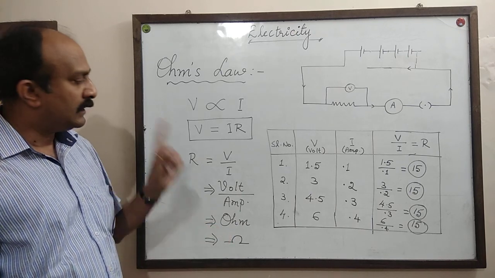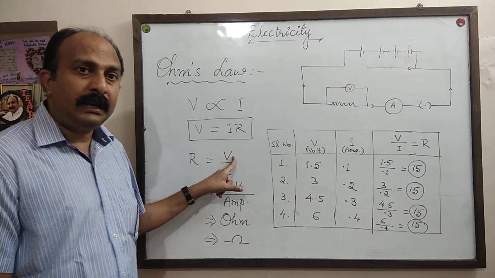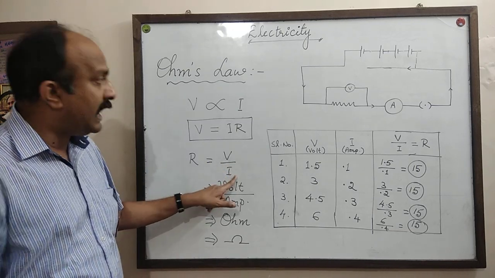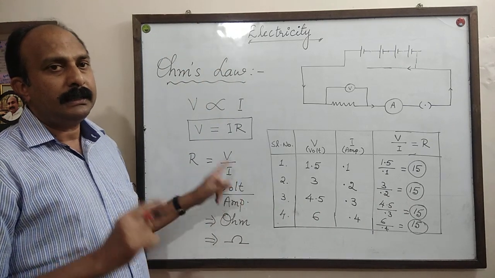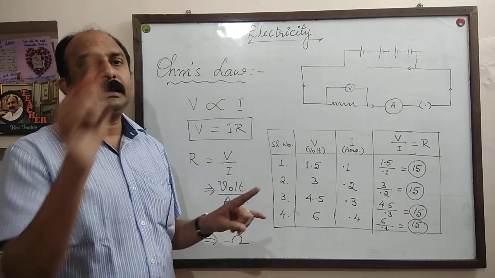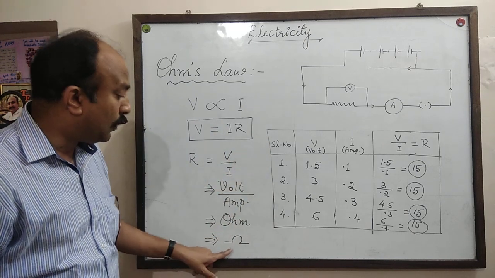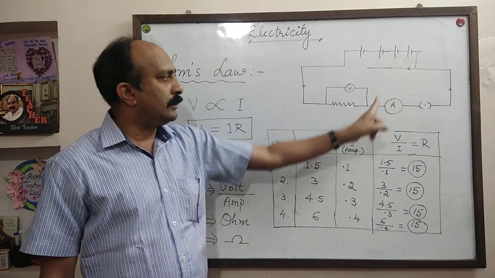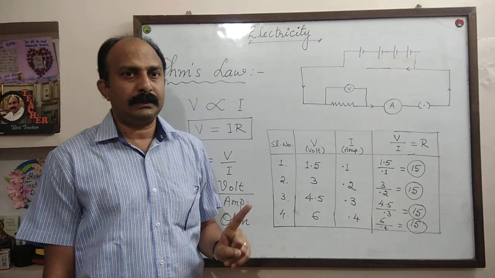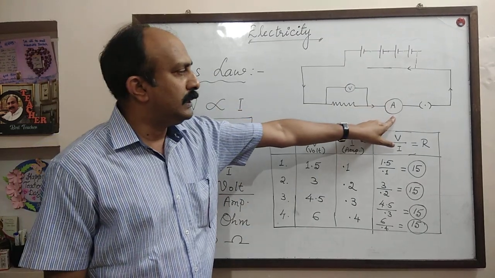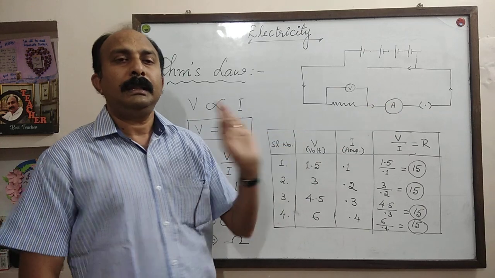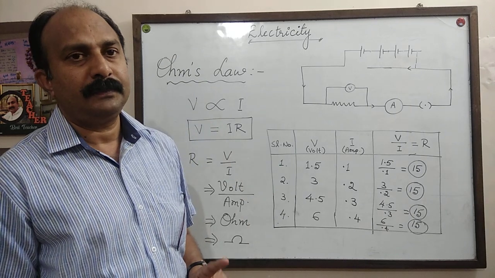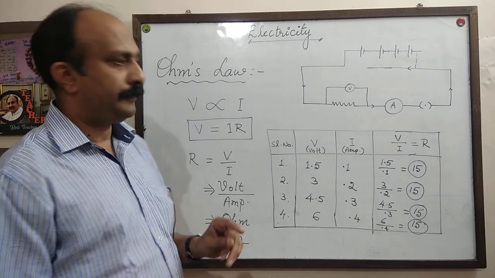What does it mean? When a potential difference of 1 volt produces an electric current of 1 ampere in a circuit, then the resistance of that conducting wire will be 1 ohm. I repeat, when the potential difference across the two ends of a wire is 1 volt and the electric current produced in that circuit is 1 ampere, then the resistance offered by that wire will be 1 ohm. This is the definition of 1 ohm.